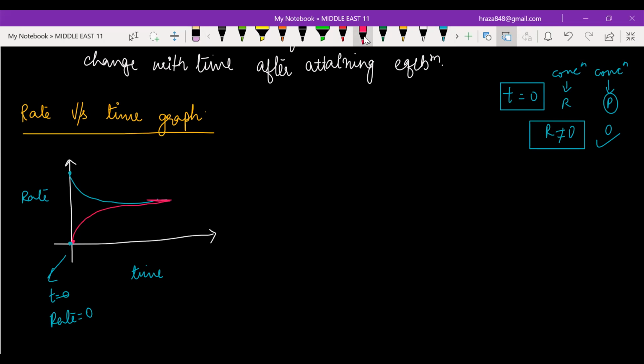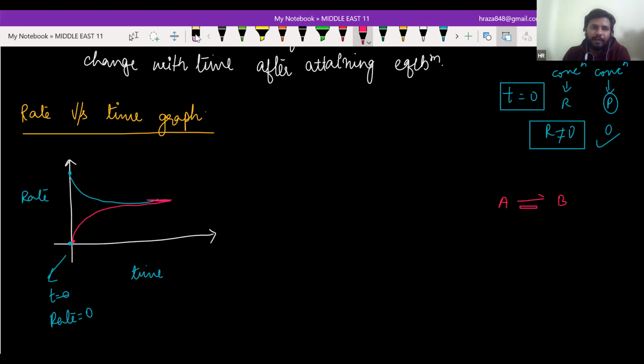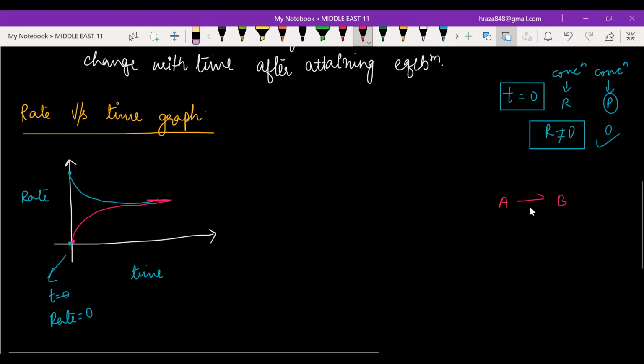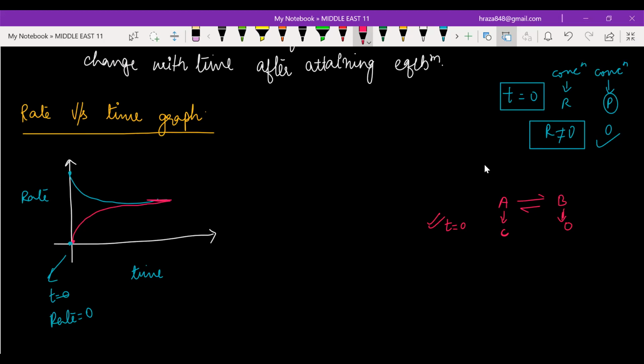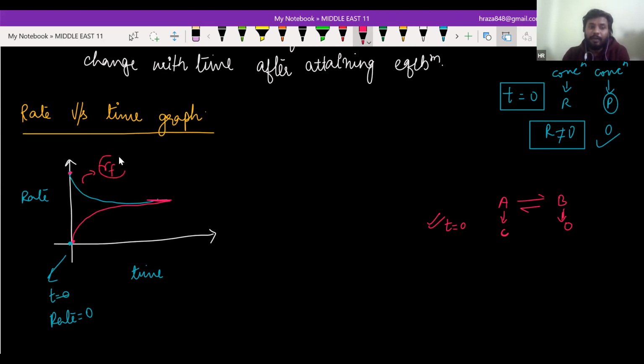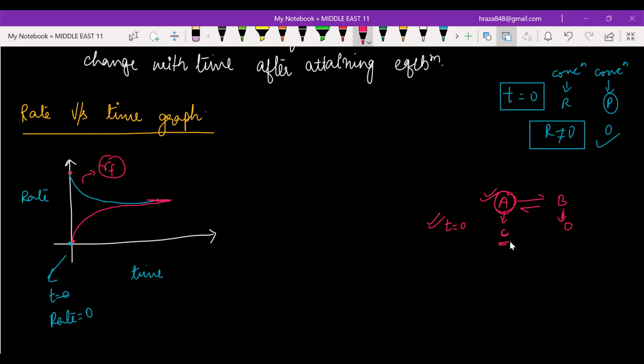Just see, if I'm telling you that this A is converting into B, so at t equals 0, it is about to start. Let's say it has concentration C, because reactant must have some concentration to react and form product. And at t equals 0, what will be the value of product? That is 0, right? On the graph, this will be the rate of forward reaction, because of this concentration; it has some concentration to react and form B.